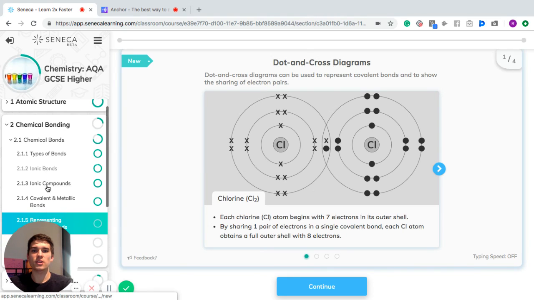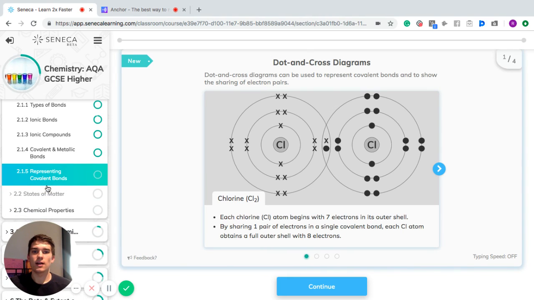So dot and cross diagrams can represent covalent bonds to show the sharing of electron pairs. For example, in chlorine, Cl2, each chlorine atom begins with 7 electrons in its outer shell. By sharing one pair of electrons in the middle of those two chlorine atoms in a single covalent bond, each chlorine atom obtains a full outer shell with 8 electrons.